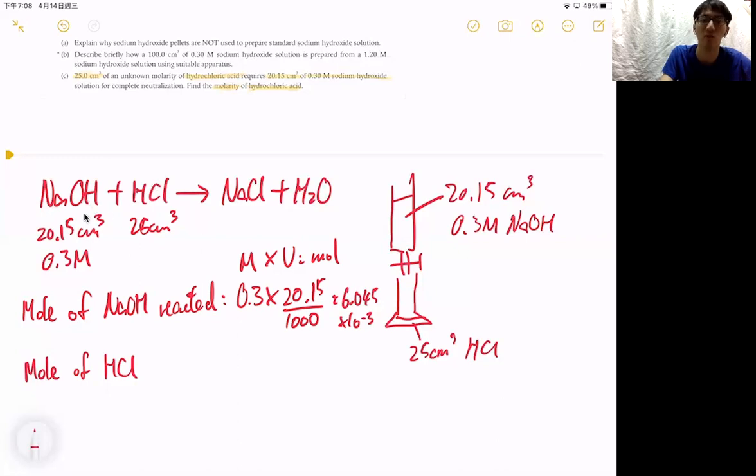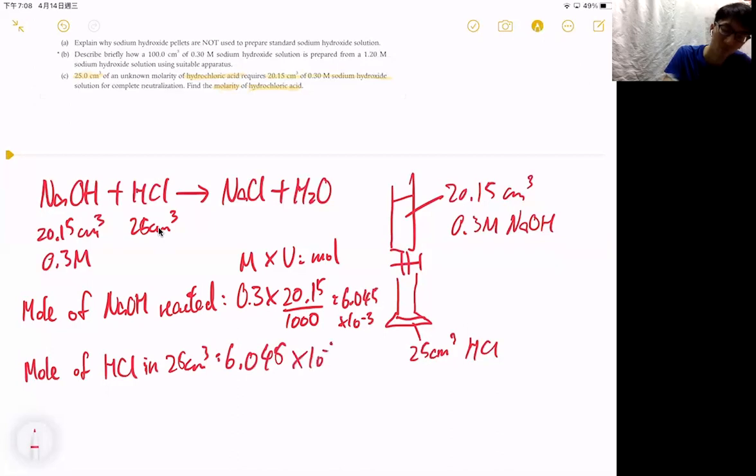And now we have reacted 6.045 times 10 to the power of -3 moles of sodium hydroxide. The number of moles of hydrochloric acid inside 25 cm³ should be the same. So the moles of HCl in 25 cm³ will also be 6.045 times 10 to the power of -3.